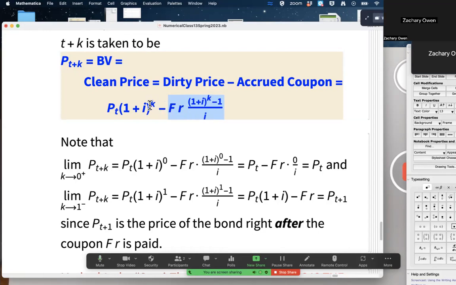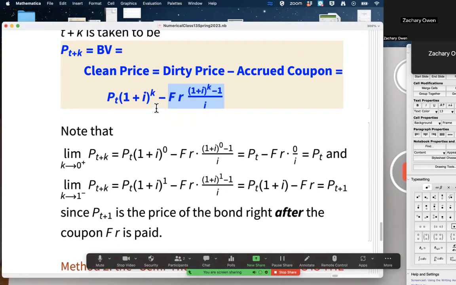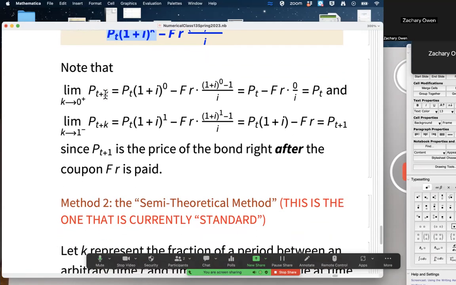Actually, yeah. The dirty price, yeah, it's a discontinuous function. That's maybe why it's called the dirty price.